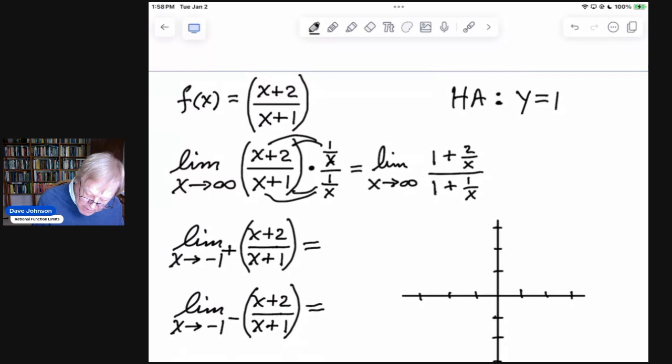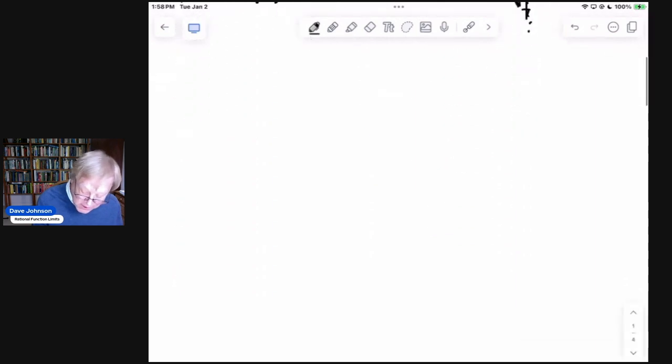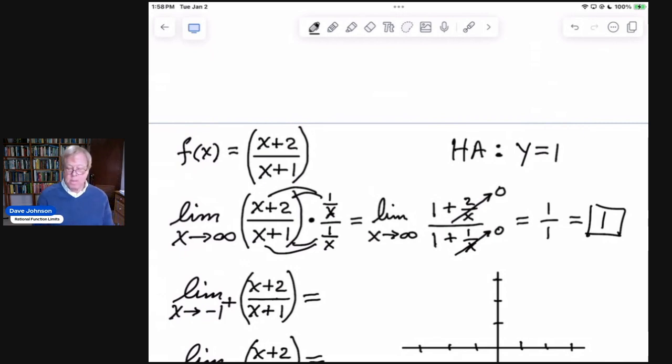But notice what happens when we take the limit. The limit of 1 is 1, but the limit of 2 over x is 0. Just like up here, limit of 1 over x as x goes to infinity was 0. If you multiply that by 2, you still get 0. So 2 over x goes to 0. 1 over x goes to 0. And so you get 1 over 1, which is equal to 1. So again, we get the same answer. The limit is 1, and that's consistent with the horizontal asymptote. Okay.